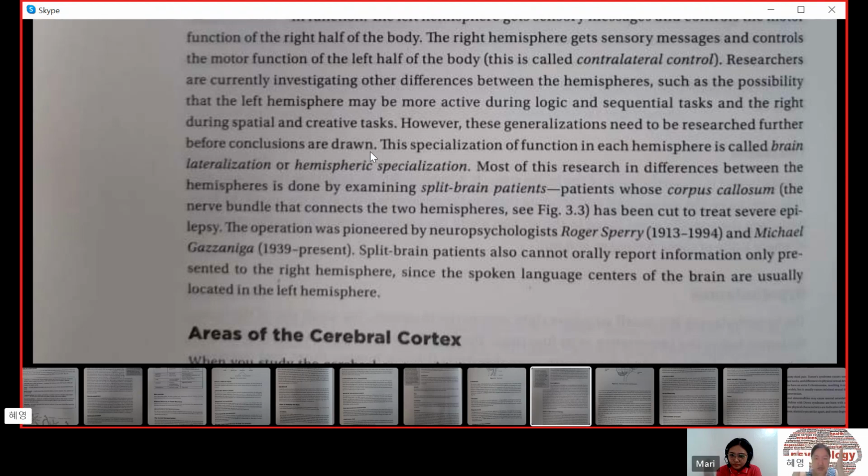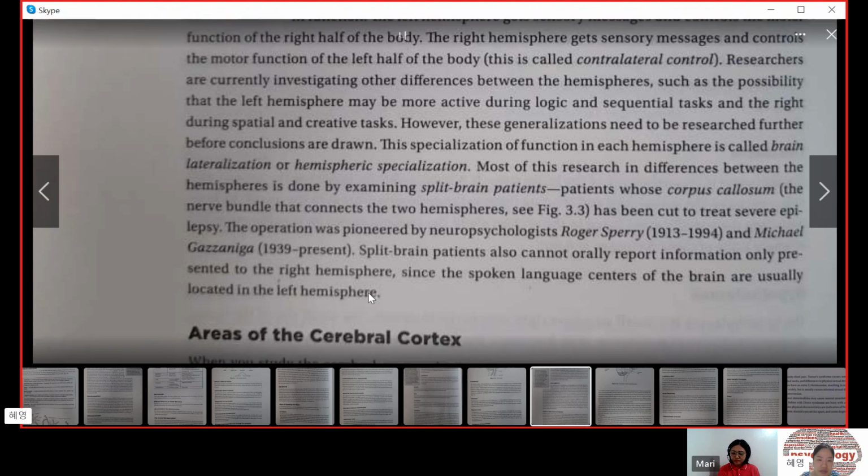Split brain patients also cannot orally refer to information only presented to the right hemisphere, since the spoken language centers of the brain are usually located in the left hemisphere.